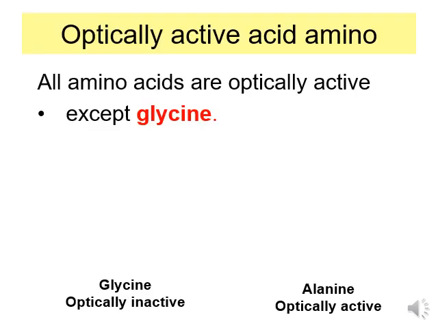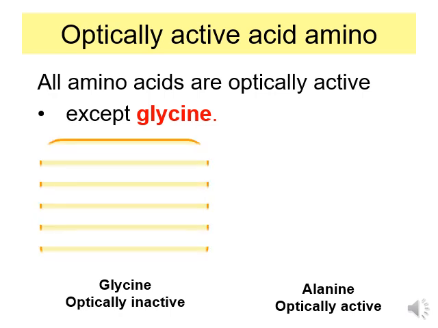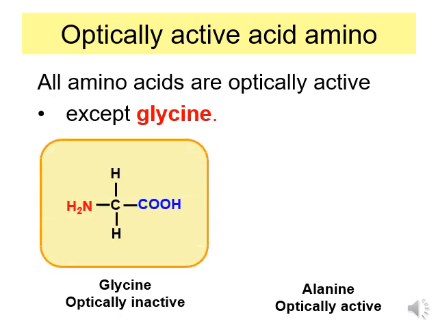Okay, then we move on to optical activity of amino acid. So all amino acids are optically active except glycine, because as you can see from the structure of glycine, the G group is simply H. So there's no chiral carbon in glycine. That's why it is optically inactive.